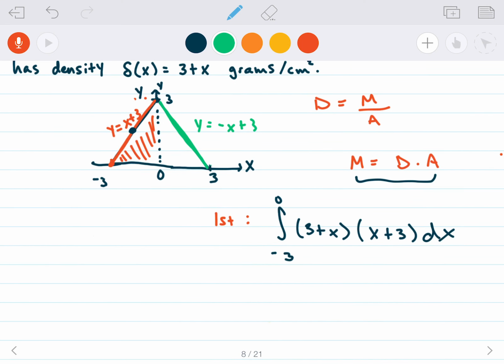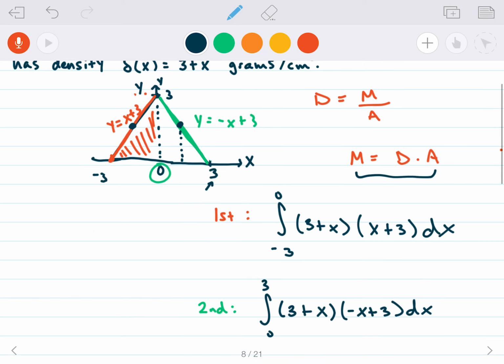And then the second one, so basically we're going to integrate these guys and add them up to find the total mass. So the second one, we are starting this time at x equals 0. We're ending at x equals 3. And we're doing the density, which again is 3 plus x, times the area. Well, this time the height is going to be negative x plus 3, and the width is dx.